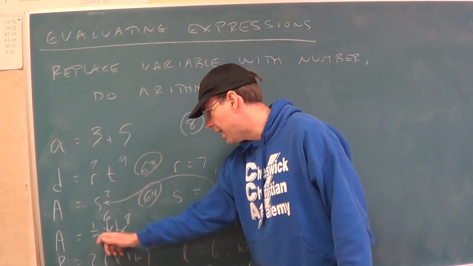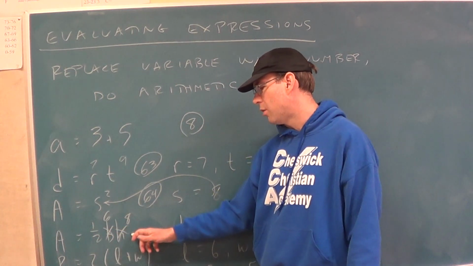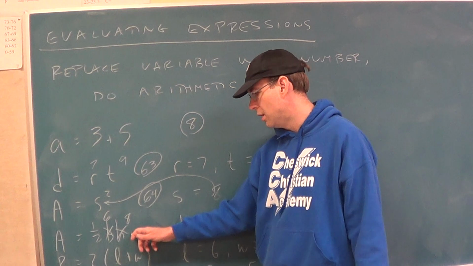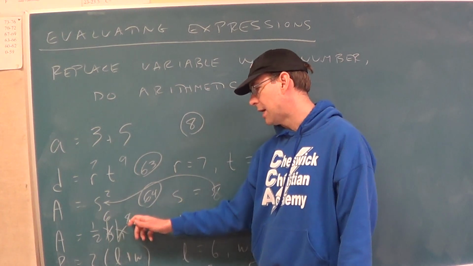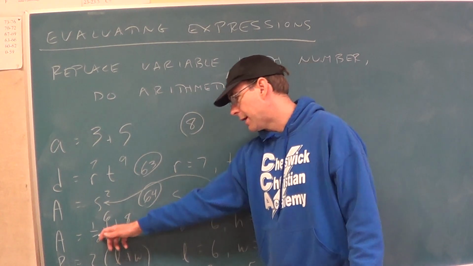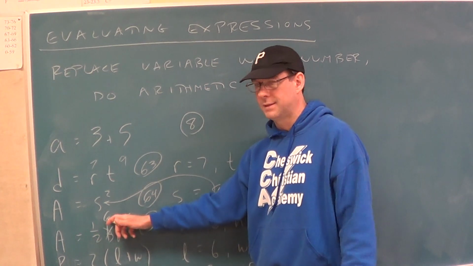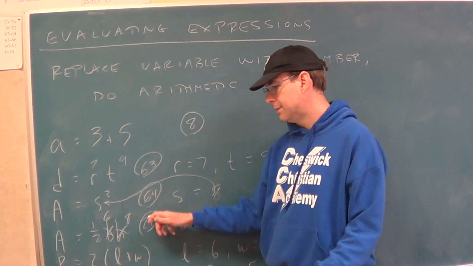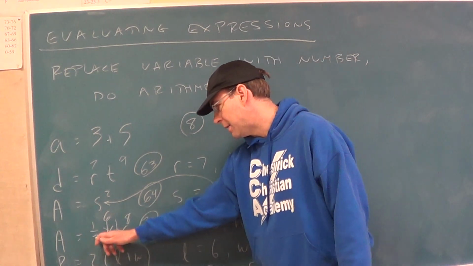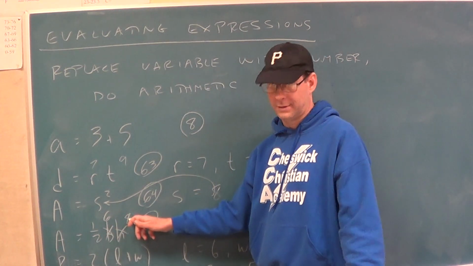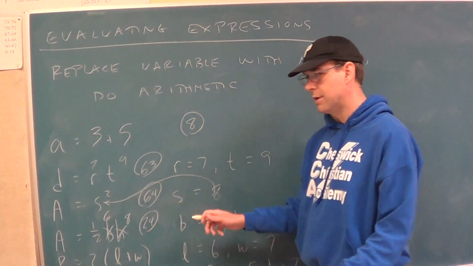These are all multiplying because they're all next to each other, and multiplying you can do in whatever order you want. So somebody might do 6 times 8 is 48, cut it in half, that's 24. Somebody else might do half of 6 is 3. 3 times 8 is still 24. Somebody else might do half of 8 is 4. Times 6, still 24. Order doesn't matter though.